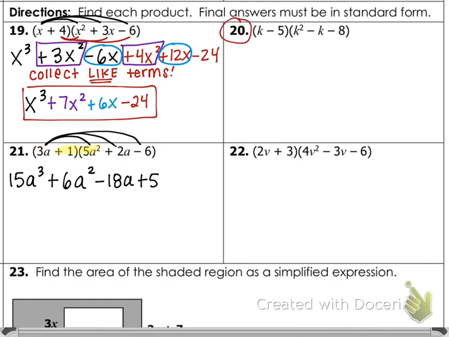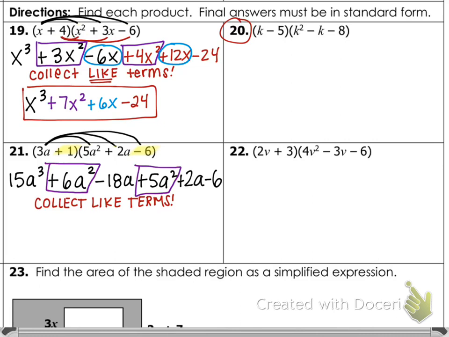Now those inner terms. So 1 times 5a squared is positive 5a squared. 1 times 2a is 2a. And then 1 times negative 6 is negative 6. Now we combine like terms again. We have positive 6a squared and a positive 5a squared. Notice how I'm taking the sign in front. I notice some of you guys are great at boxing and circling the like terms, but you only circle the term. Make sure you take the sign, no matter if it's a positive or a negative.